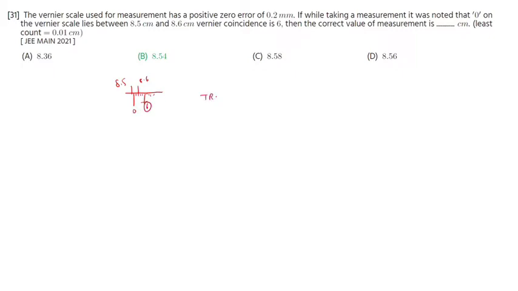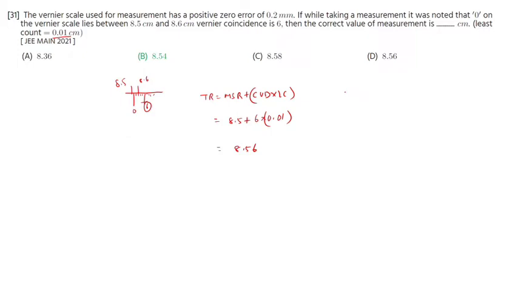So here TR is equal to MSR plus CVD into LC. The main scale reading is 8.5 plus the coinciding vernier division, which is 6, and its least count is 0.01. The least count value is already given. So it is 8.56.